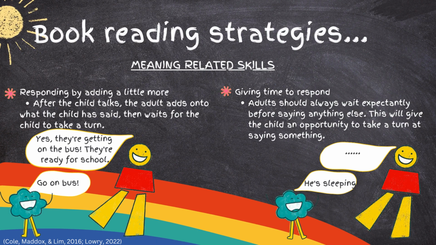Next is responding by adding a little more. After the child talks, the adult adds on to what the child has said, then waits for the child to take a turn. For example, the child says, "Go on bus," and the adult says, "Yes, they're getting on the bus. They're ready for school." Another strategy is giving time to respond. Adults consistently use expectant waiting before giving another remark, allowing the child an opportunity to take a turn.